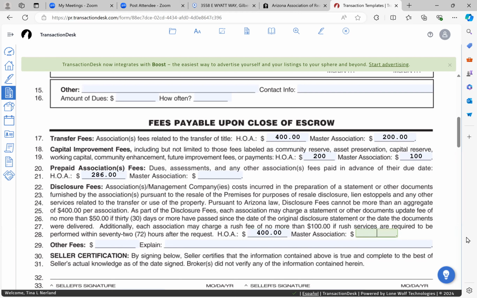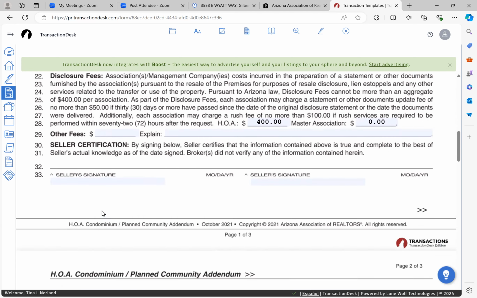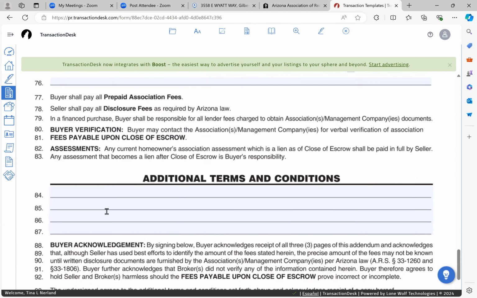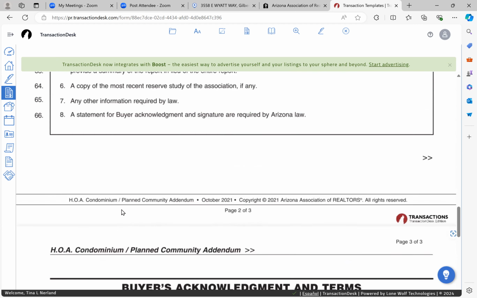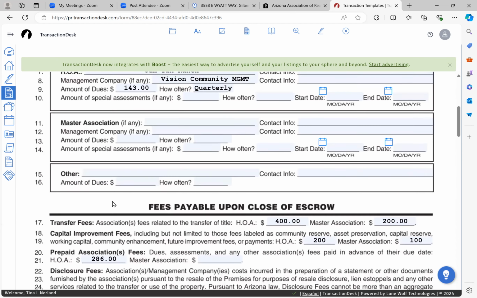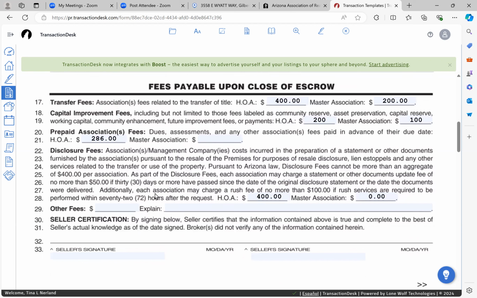Usually disclosure fees are $400. That's the max they can do. Disclosure fees are typically paid by the seller. Going to go down here to page 3. Seller shall pay all disclosure fees as required by Arizona law. So when your seller asks you that, you can refer to page 3.